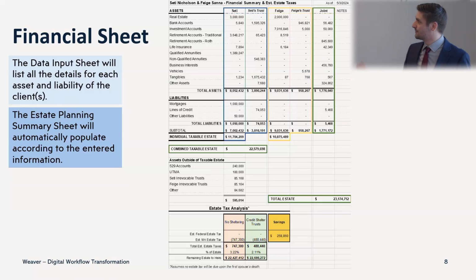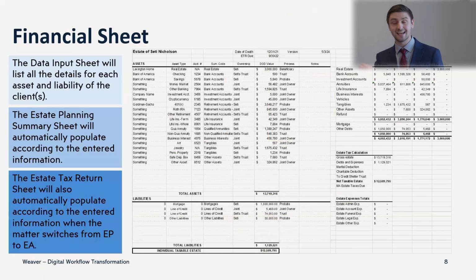And this will automatically populate. This is the summary that's printed out, ready to go for client meetings, to be given to the client, and they can get a nice summary of what their estate is going to look like, or how changes that are going to be made. As well, it automatically populates the estate tax return sheet.